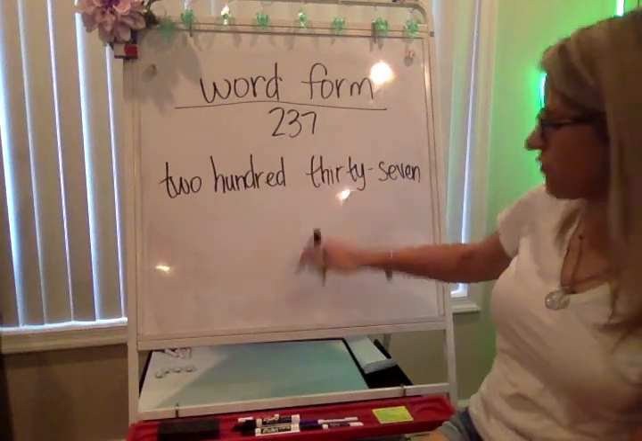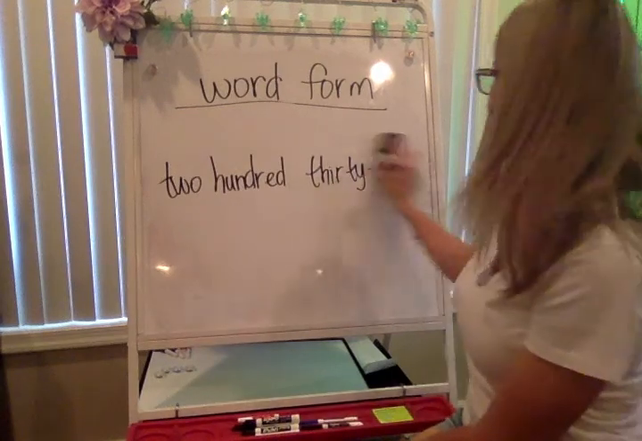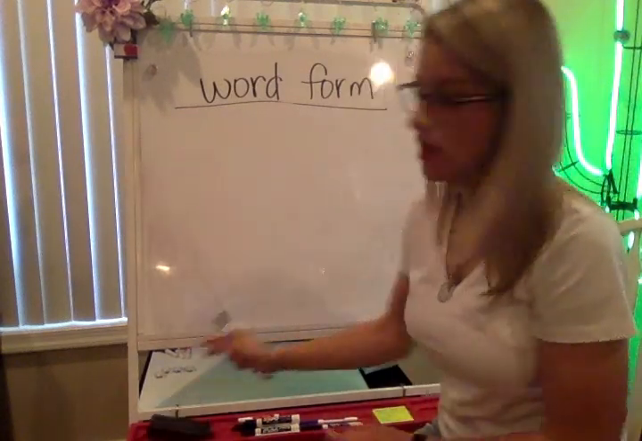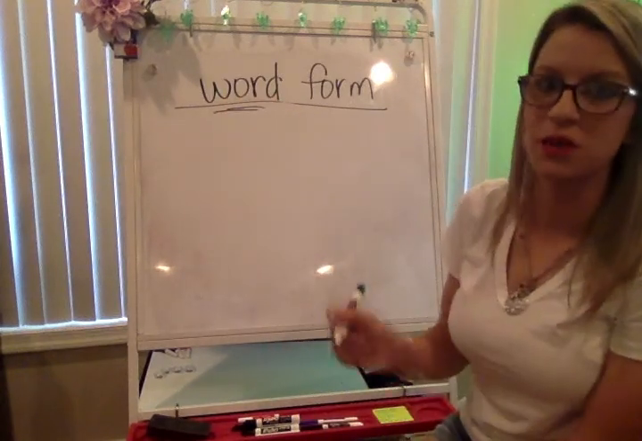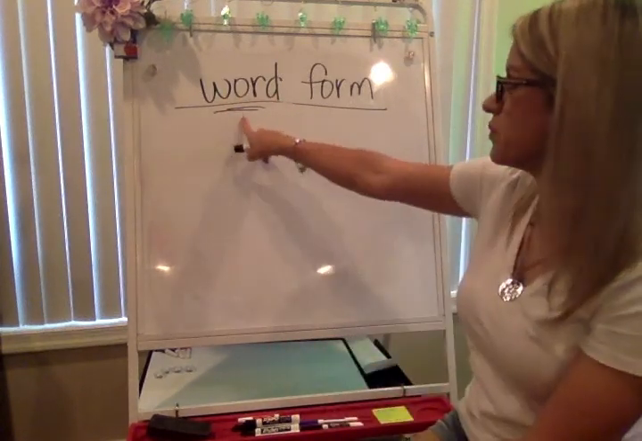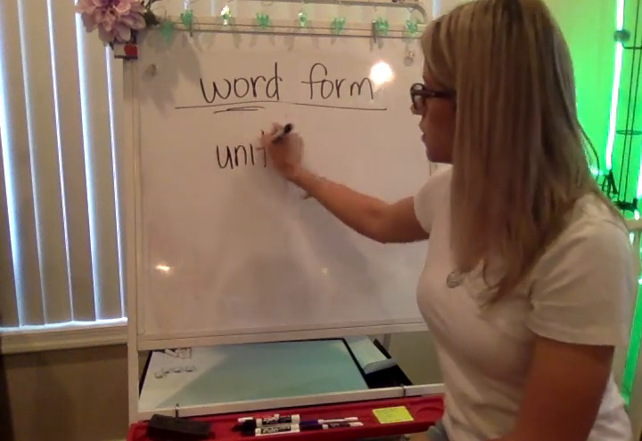237 in word form looks like this. Essentially what you need to remember is when it says word form, you're only using words. There are a lot of times where people are getting confused with word form and unit form.